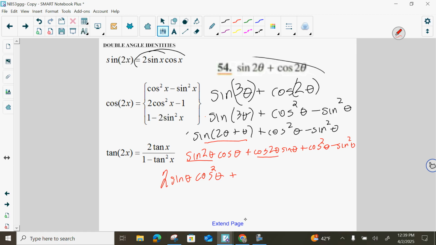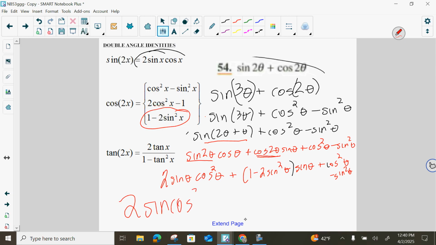I got to pick another one for this one. I don't want to use that one. Are any of them better than others? I don't think so. I'll use this one. We haven't used that one yet. So I'm subbing that in as 1 minus 2 sine squared. They're a little long. And then I'm just going to distribute.